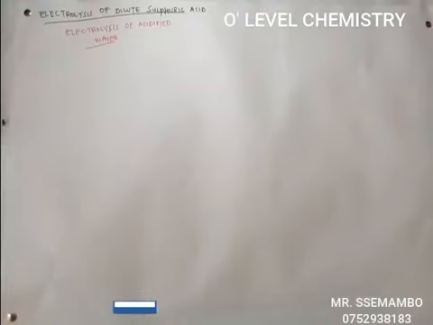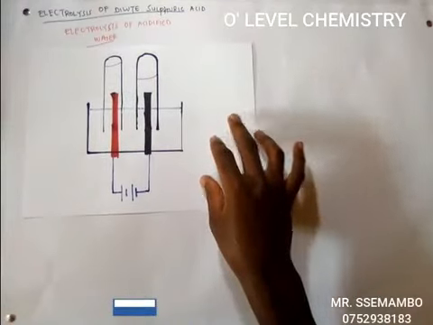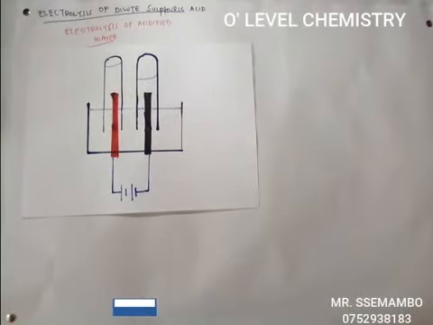So in our first example, we are going to look at electrolysis of dilute sulphuric acid. In some cases, it is called electrolysis of acidified water. At the end of the experiment, we are going to know why it is called electrolysis of acidified water. So we can look at the setup for the electrolysis of sulphuric acid.